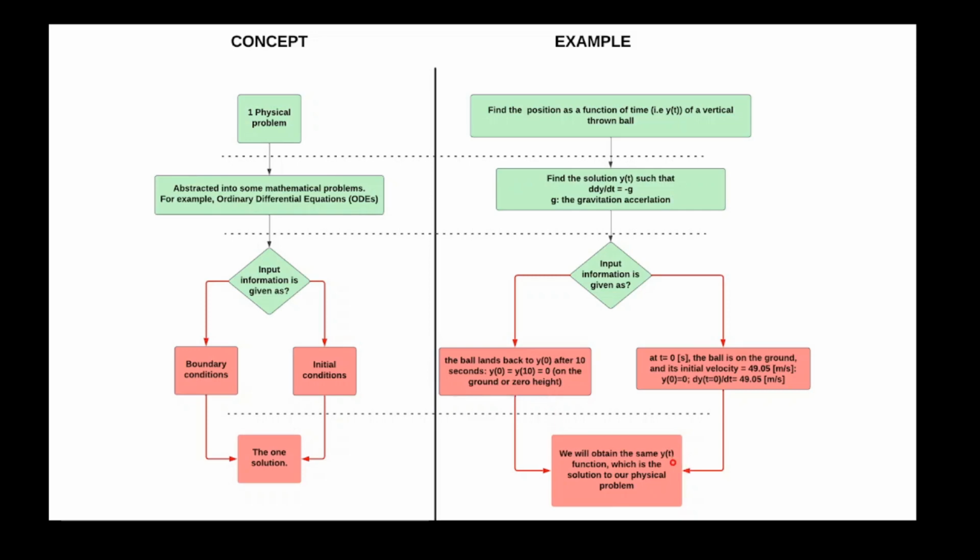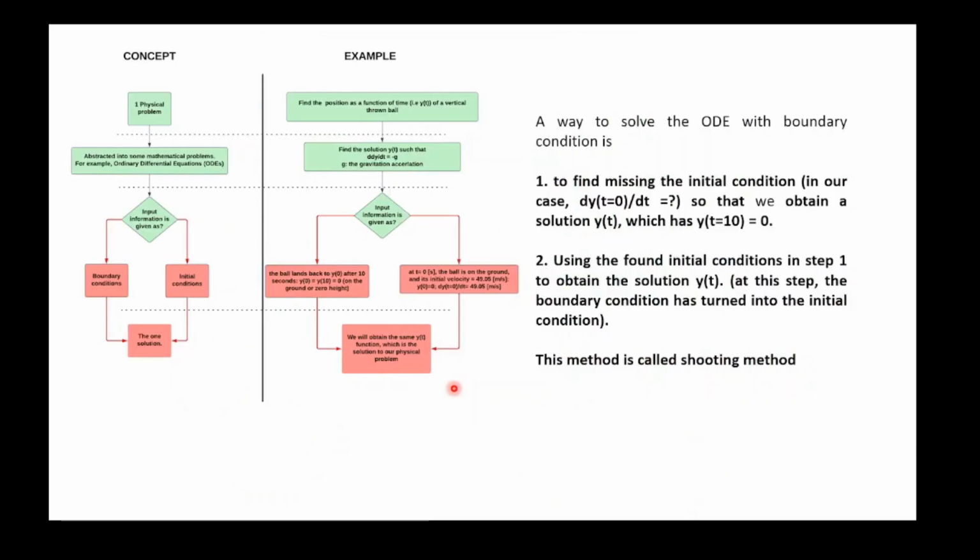And we need to find the function y(t) describing the position of the thrown ball as a function of time, which is the solution to satisfy our derivative equation and also the boundary condition. So now let's go to the solution to the problem of solving the ordinary differential equation with boundary condition. In this case, we'll use a technique named the shooting method. To know more about the description of this method or this technique, please refer to the reference book that I put in the description section of the video.